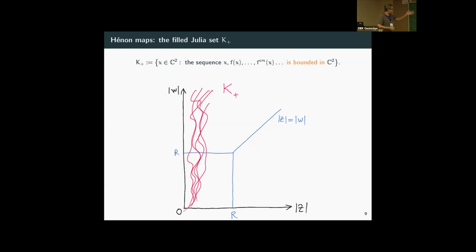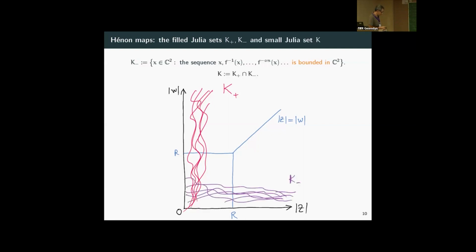You can apply the same study for the inverse of F, and you get another set, this one, K minus. So the negative orbit of every point from K minus doesn't go to infinity and stays bounded in C2. So the picture looks like that. The intersection of the two sets is also invariant and is a compact subset of the square you see here.